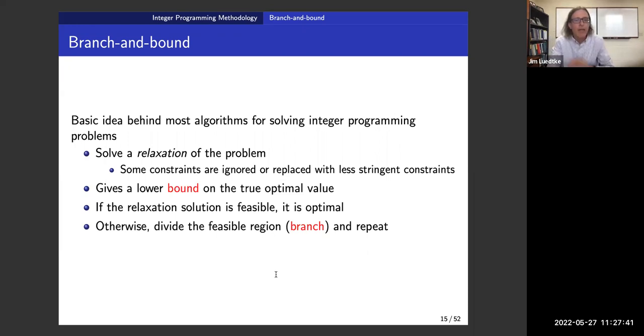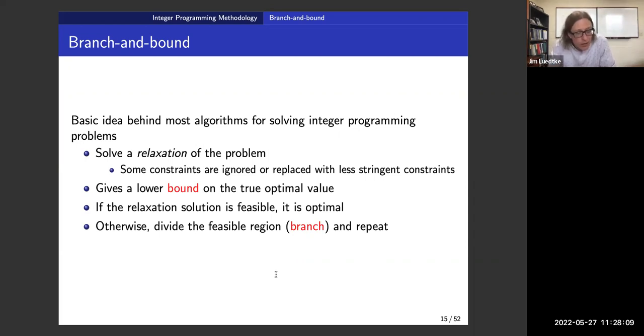Basically, the main idea for solving integer programming problems is you start off by solving a relaxation of the problem. Typically, it's the linear programming relaxation where you, for example, ignore the integrality constraints on the integer variables. I'm assuming I'm minimizing for the sake of this discussion. So if I solve that problem where I ignored some constraints, then I'm going to get a lower bound on the true optimal value. The optimal value is going to be better than what I can truly get.